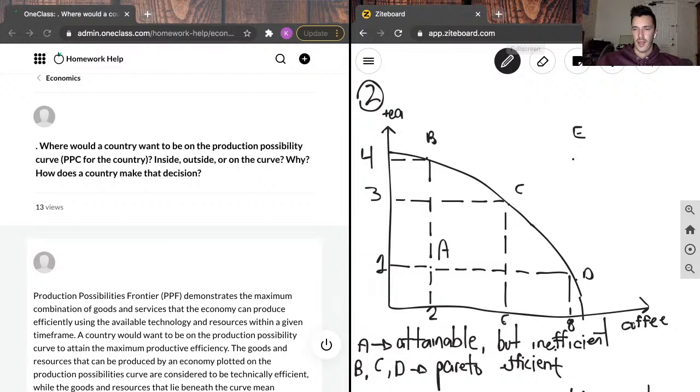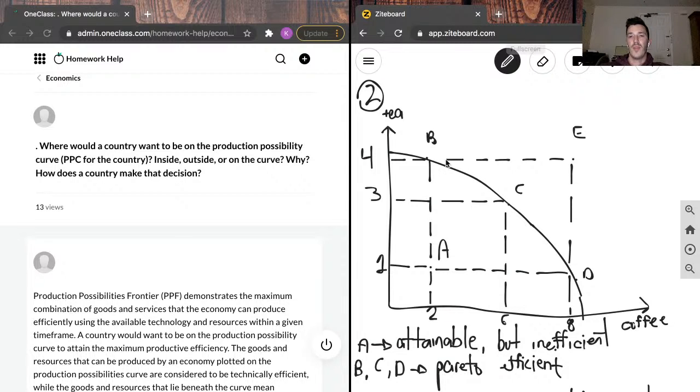Preferable, but unattainable. So if we draw down here, try to draw E in line with these other ones. Point E is a point where the economy can produce 4 teas and 8 coffees. Obviously that's preferable to B because it's the same number of teas, but you have 8 coffees instead of 2. And it is preferable to D because you have 8 coffees either way. But at point E, you get 4 teas, and at point D, you get 1.